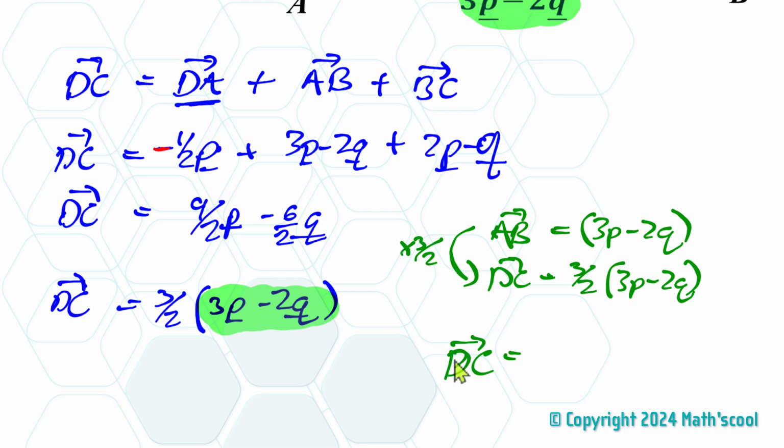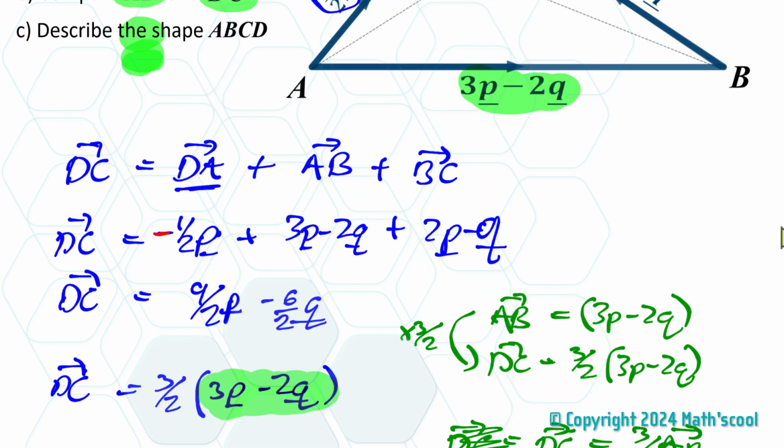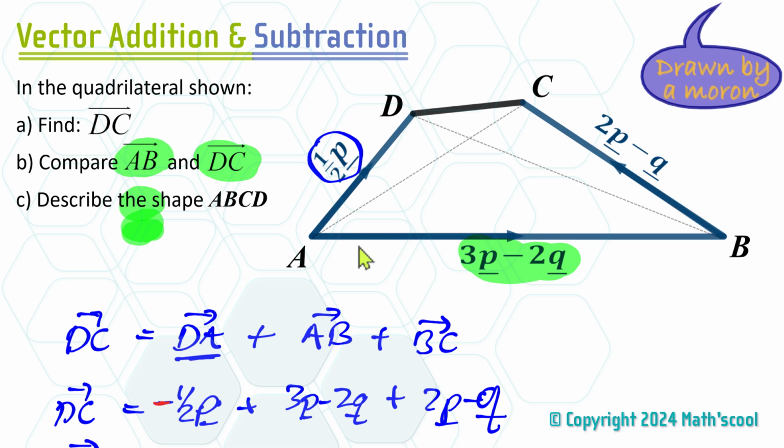So D to C, start with the A to B. A to B times 3 over 2 gives us D to C. So D to C is parallel to A to B, and D to C is 1.5 times the length of A to B. Hey, they're parallel. They don't even look parallel.